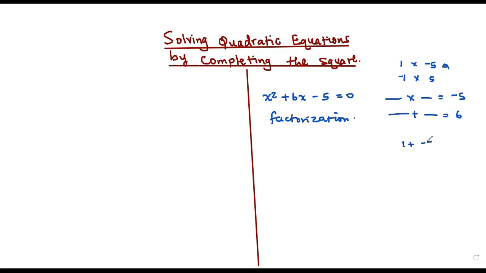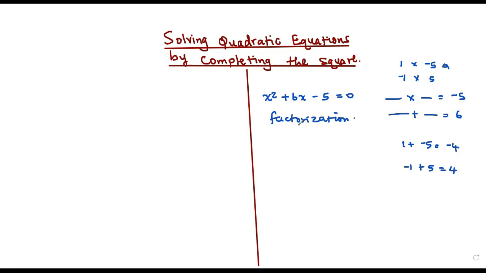1 plus negative 5, we will get negative 4. This is not positive 6. And when we get negative 1 plus 5, we will get 4. This is not 6. So this means that we cannot get positive 6, implying that we cannot solve this equation by factorization. So that's why today we need to know another method that we can use to solve this kind of equation, because we can see that the factorization method is not enough to solve all quadratic equations.